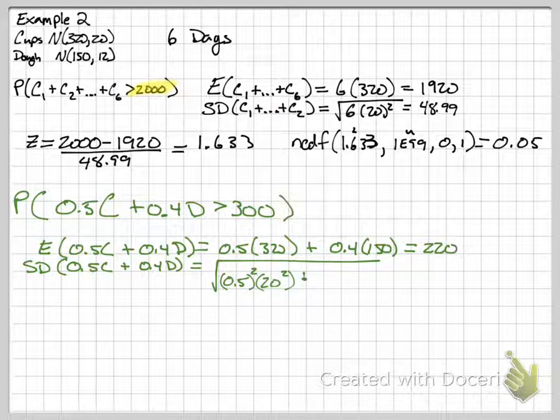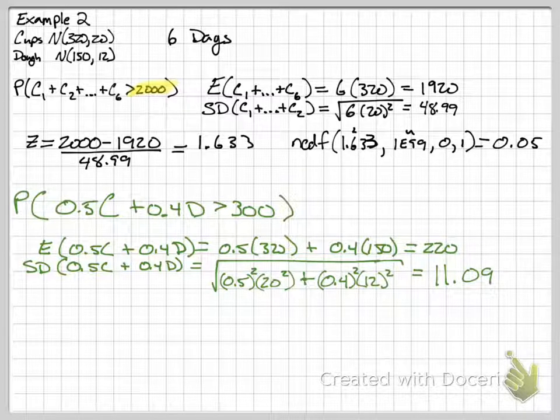And then we're going to add that to, again, our scalar for donuts, which is 40 cents, so 0.4 squared times 12 squared, where 12 is our standard deviation of donuts. If you calculate that out, you should get a standard deviation of 11.09. So again, the big difference is that when we multiply by a scalar, we need to make sure that we square each of those scalars when we're trying to find the standard deviation of those two random variables.